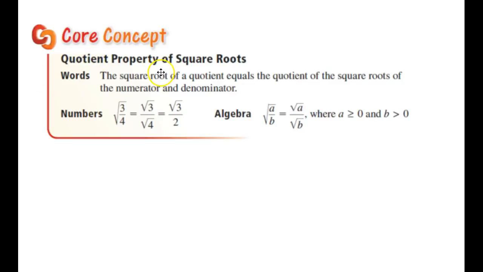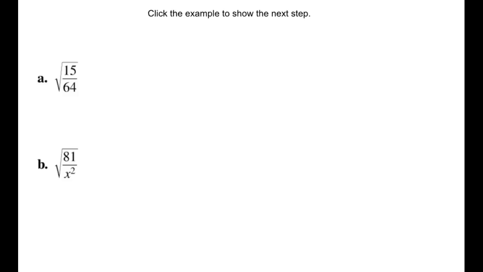Just like we did with the product property when we were multiplying, I can do the same thing when I'm dividing. So if I take the square root of 3 over 4, I can break that into the square root of 3 divided by the square root of 4. And I know what the square root of 4 is, so I can get that square root out of the denominator and simplify. So just like we did when we were multiplying, I can do the same thing when I'm dividing.